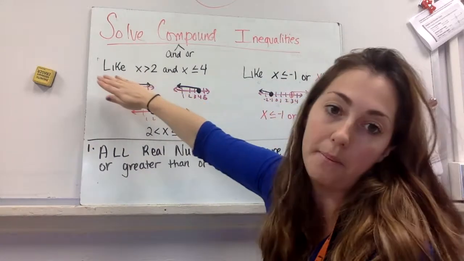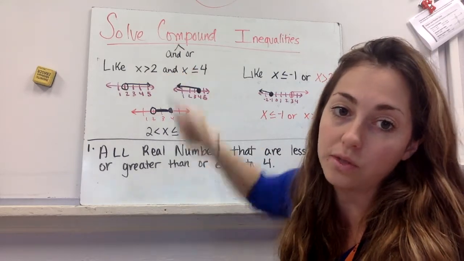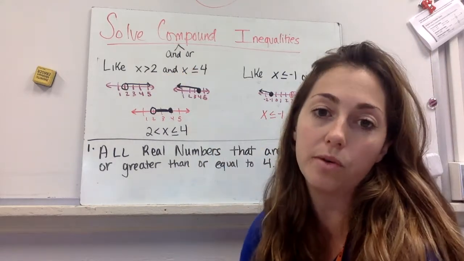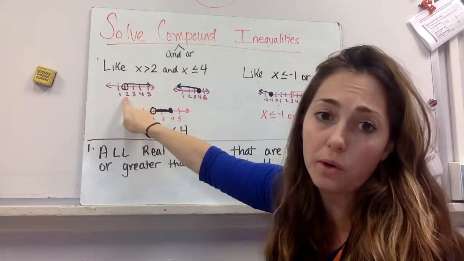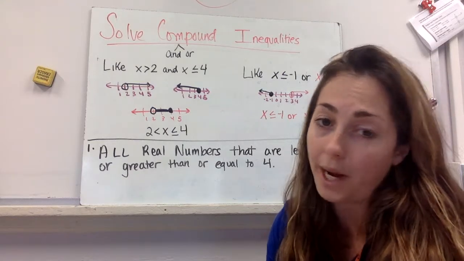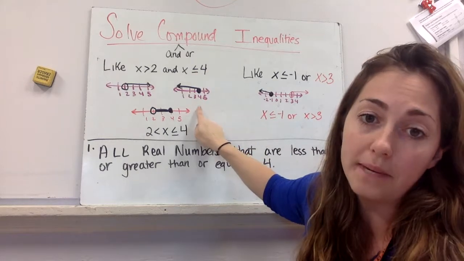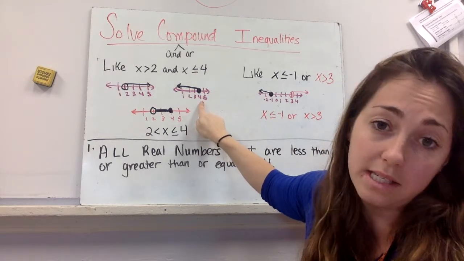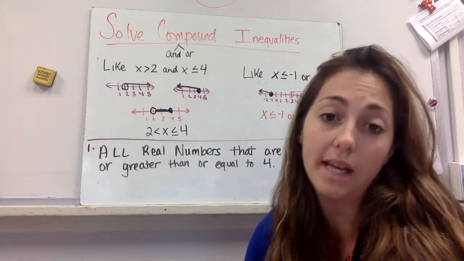Here's my very first example. X is greater than 2 and x is less than or equal to 4. Well, let's think of each one of those individually. X is greater than 2, we know that. Open circle at 2, and all the values for x are more than 2, so it's shaded to the right. And separately, x is less than or equal to 4. That means that it's a closed circle on 4 because it's equal to it, and all the values of x are also to the left because they're less than it.